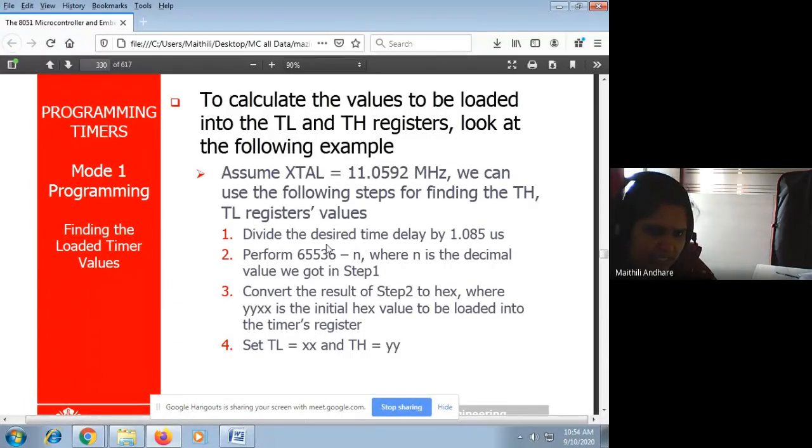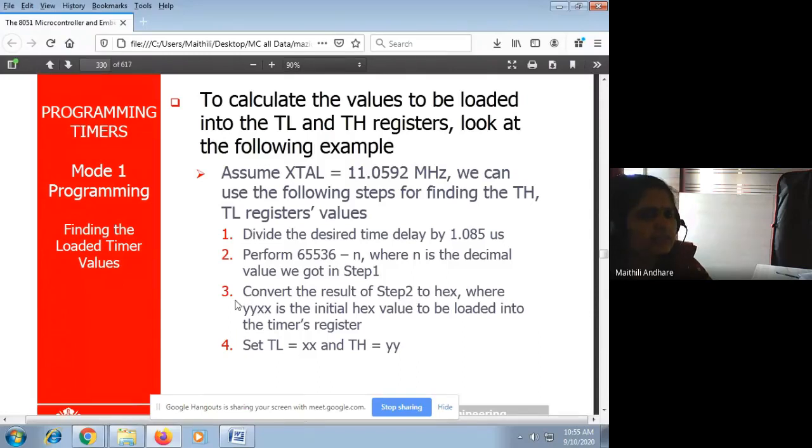So whatever is the delay, X amount of delay, suppose X millisecond, that is to be divided by 1.085 microsecond. You will get some number n after calculation. Then you have to subtract that from 65536, that is 65536 minus n. What is n here? From step 1, after division you will get the n value. Here it is written also, where n is the decimal value we got in step 1.